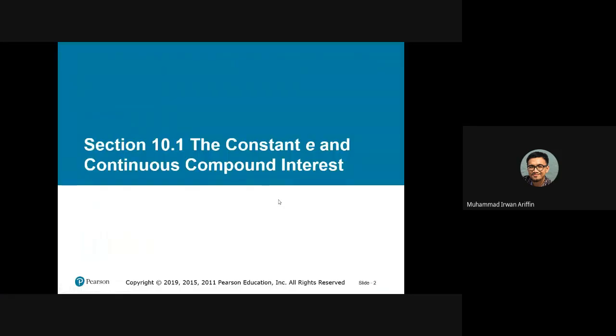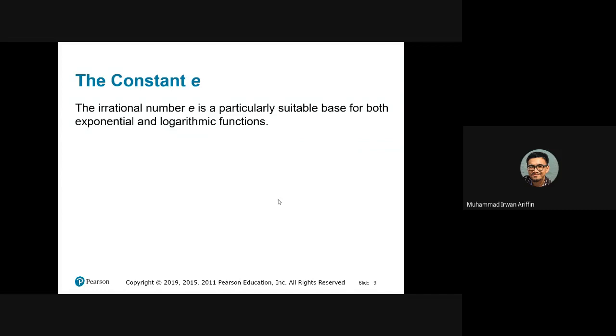Additional derivative topic. So we start with this application, the application of the constant e. What does e stand for? Exponential. So e is an example of an irrational number, and it is particularly useful for both exponential and logarithmic functions.